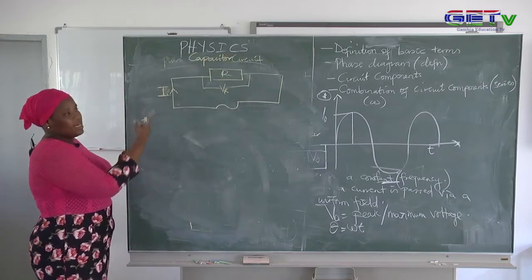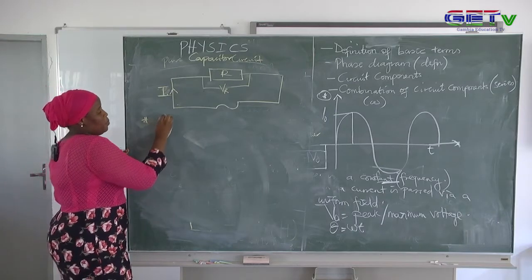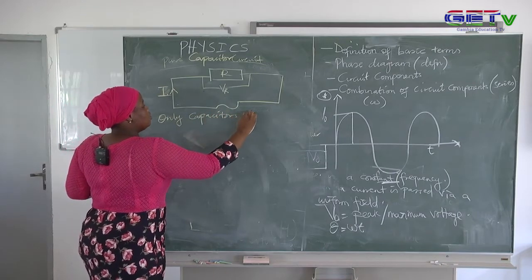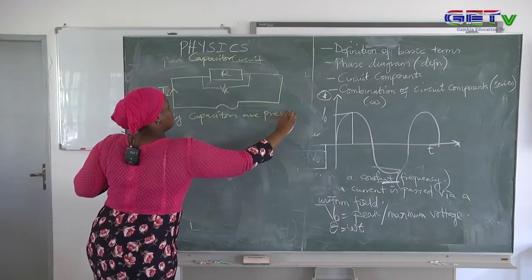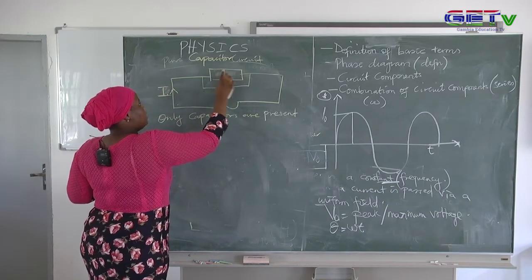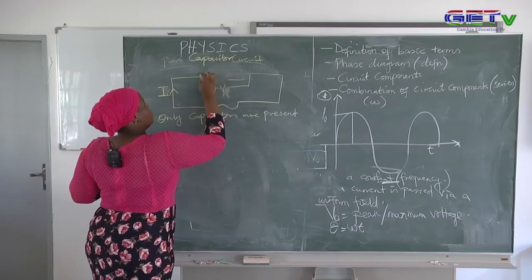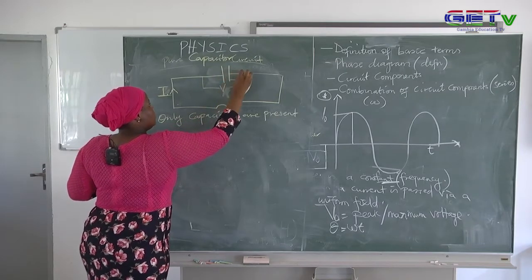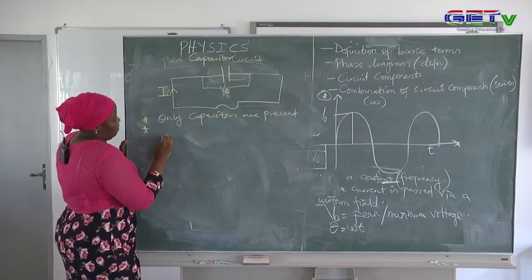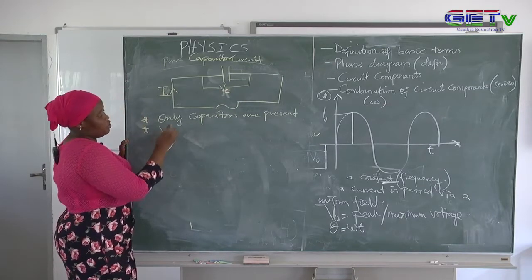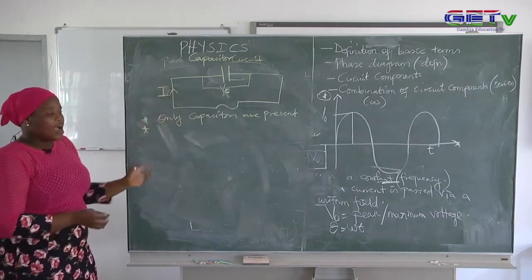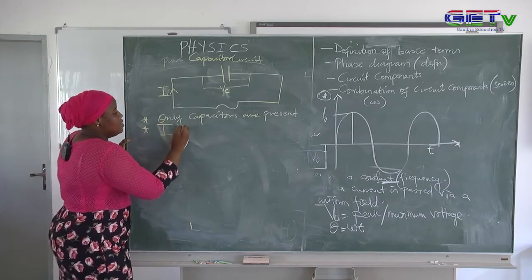What do we know about this circuit? Only capacitors are present. We call the voltage across the capacitor V sub C. V sub C is the voltage across the capacitor. But then in this case, I and VC are out of phase.